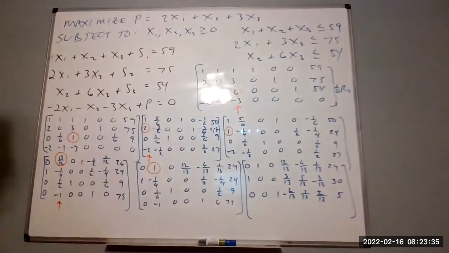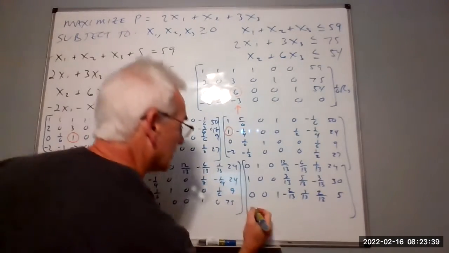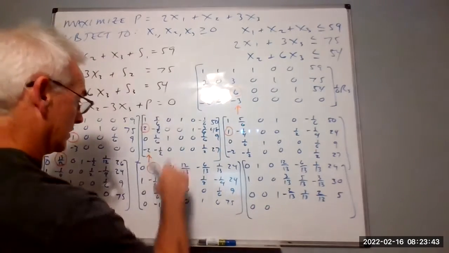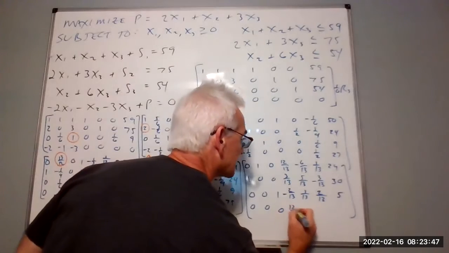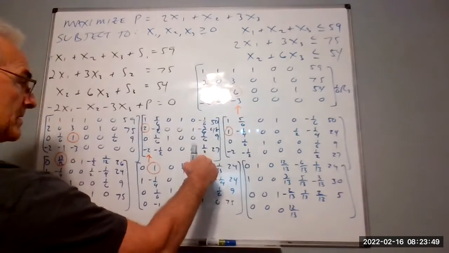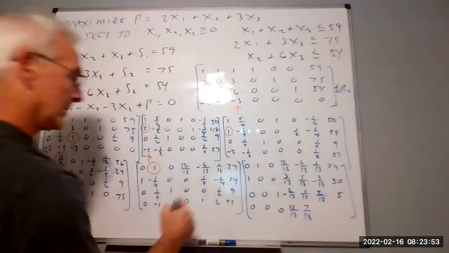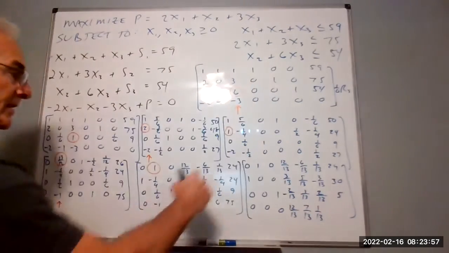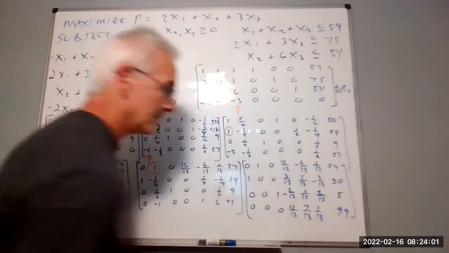Now, finally, the last row. Looks like I can just add row 1 to row 4. So 0, 0, 0, 12/13. Negative 6/13 plus 1, that'd be 7/13. 1/13 plus 0 is 1/13. And finally, 24 plus 75 is 99.